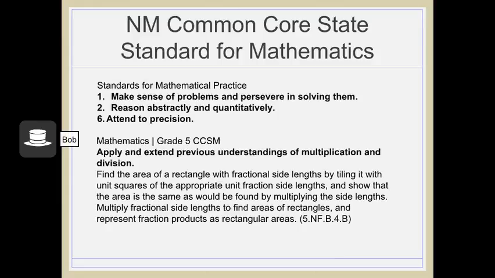In this thread, we'll be discussing Common Core Standard 5.NF.B.4, the second part of it, which involves understanding the multiplication of fractions through area models. We'll be finding the area of a rectangle that has fractional side lengths and then showing the procedure that allows us to see that this is the same as if we had multiplied the side lengths.